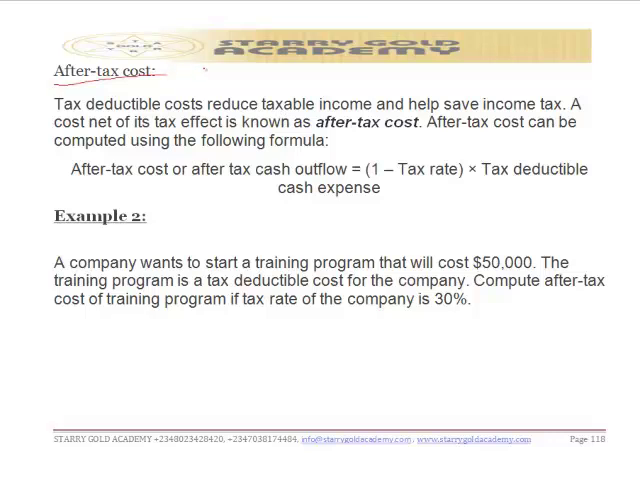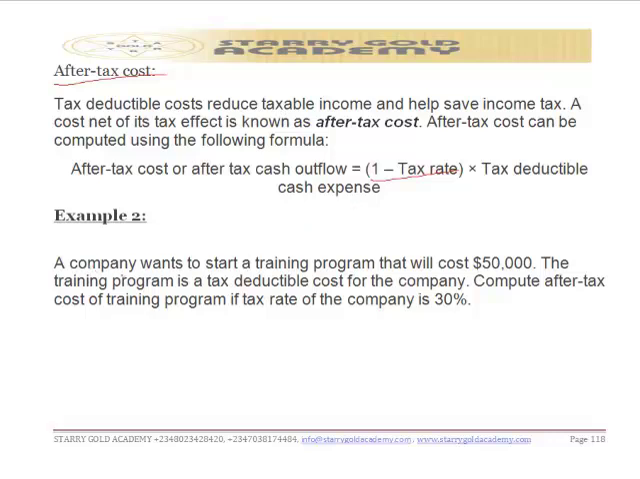When it is cost, we have to also consider tax on it, because tax-deductible cost reduces taxable income and helps save income tax. A cost net of its tax effect is known as what? After-tax cost. So after-tax cost can be computed using the same formula as the one we used earlier, which is 1 minus tax rate multiplied by taxable cash expenses.